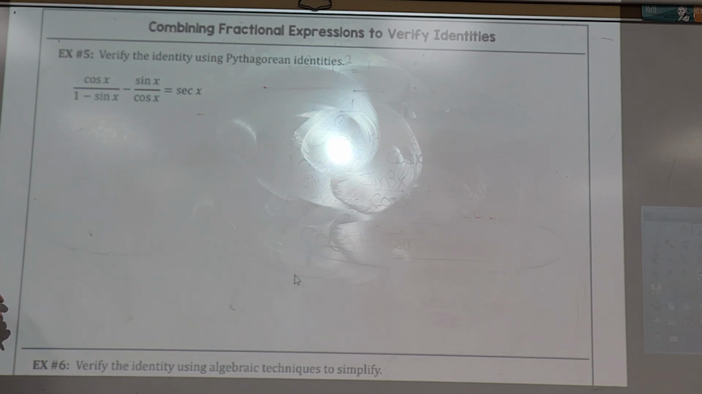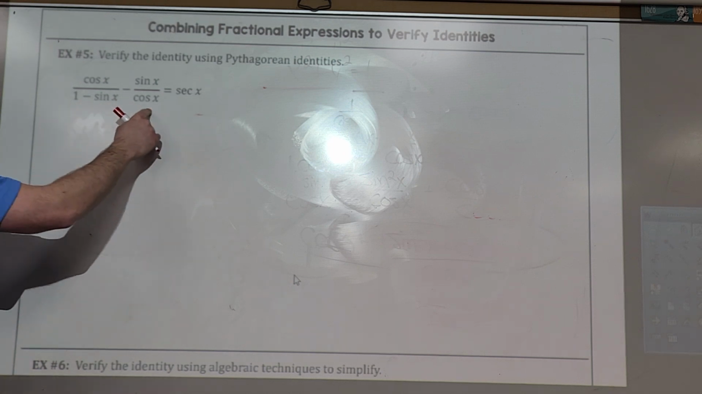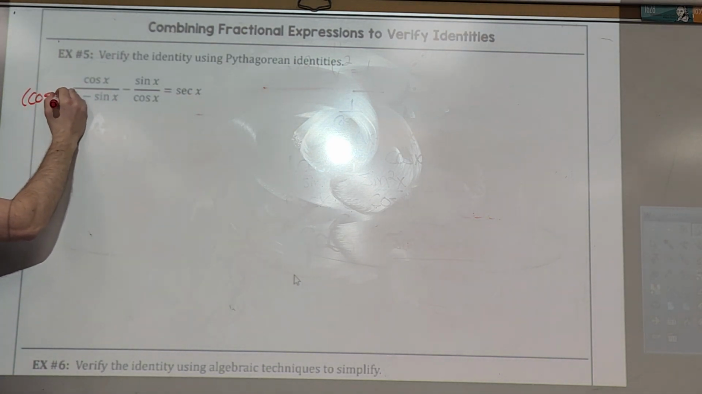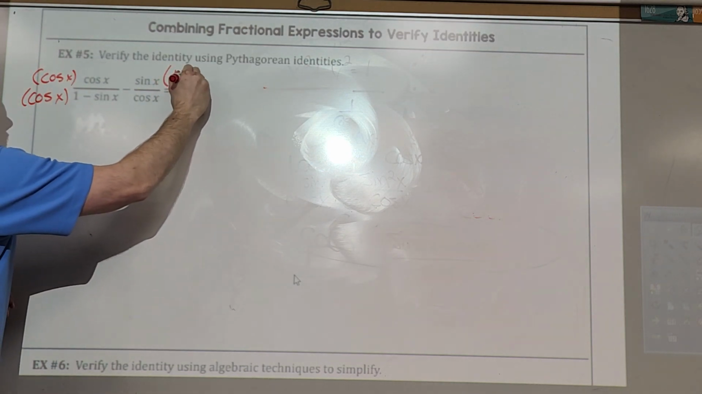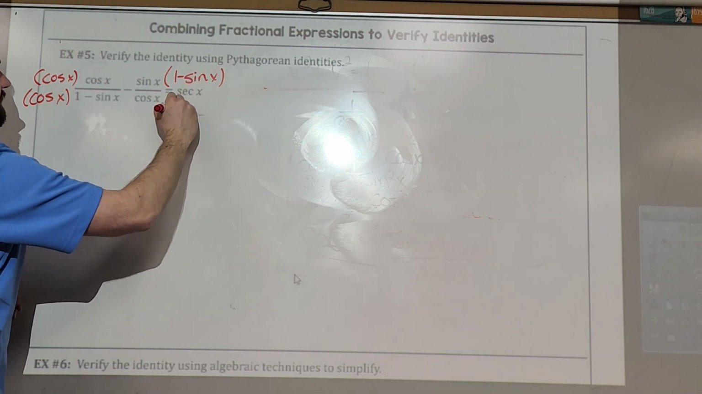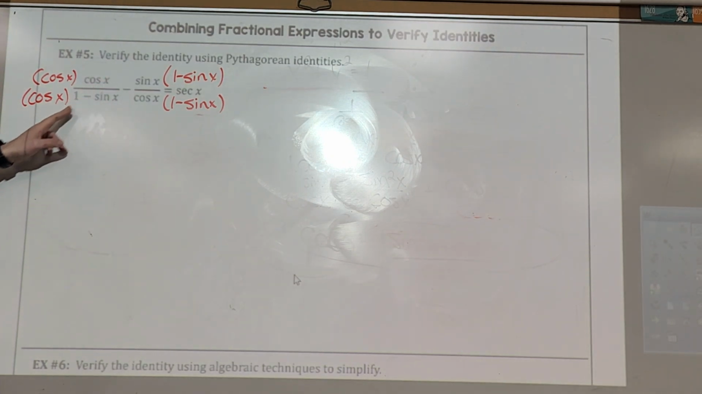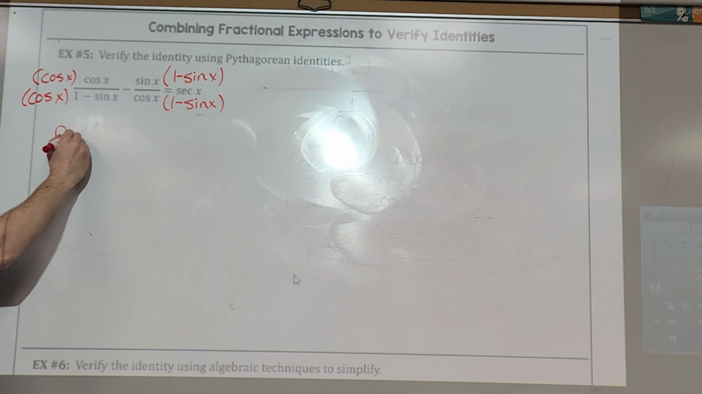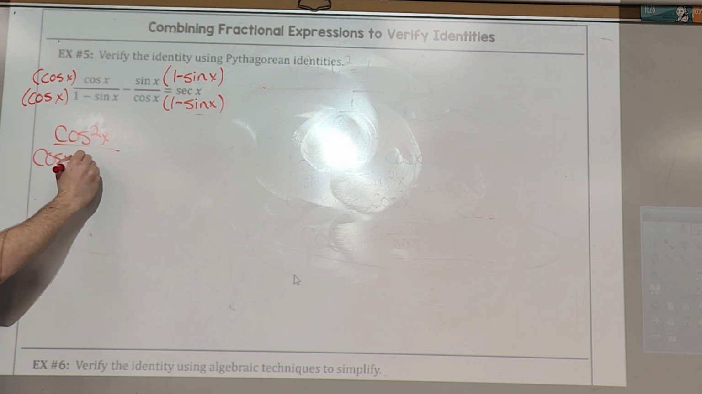All right. Is this already in sine and cosine? It is, right? What do I need to actually combine these? Common denominator. So we'll multiply by cosine of x, cosine of x. And what do I multiply by over here? 1 minus sine of x. Do you guys see what I did? Common denominators. What's cosine times cosine?